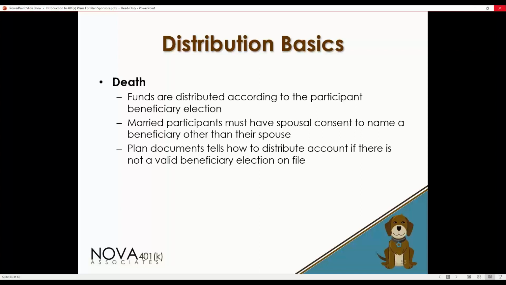Lastly, the plan document will tell us how to distribute the account if there's not a valid beneficiary election on file. And the way that that is allocated is very specific in the plan document. The NOVA plan document first will state spouse, then children, then parents, then the estate. So there's a very specific hierarchy in the plan document if there's not a beneficiary election form.